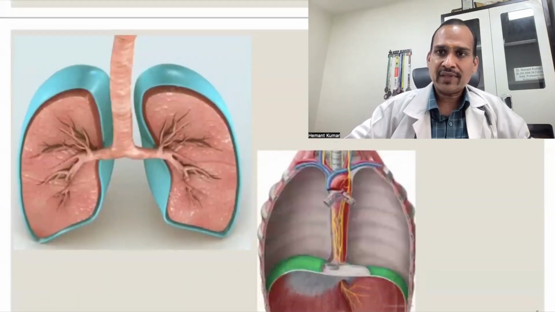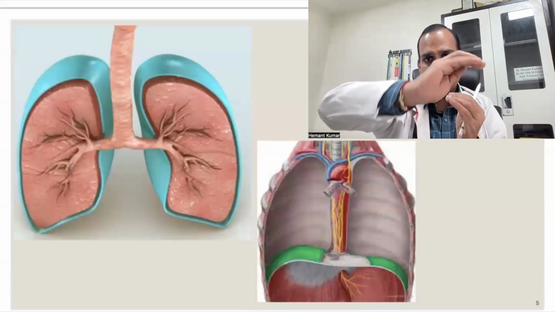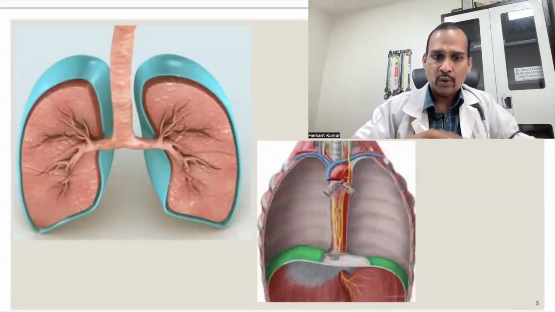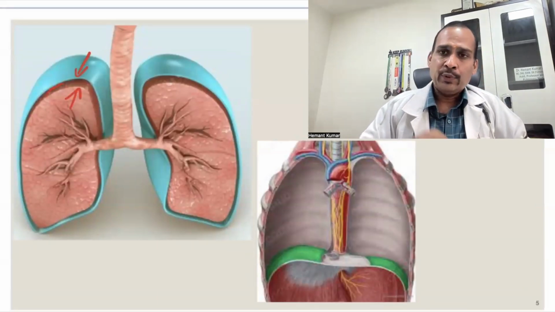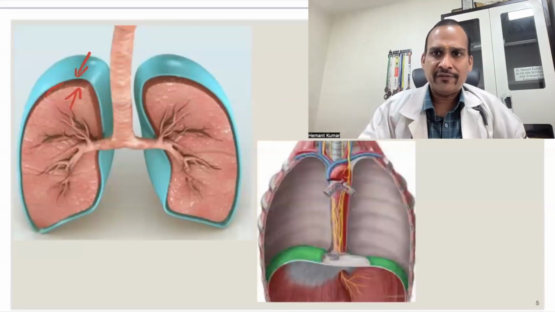So this is like a cavity; the pleura is covering the whole lungs from outside. This is the lungs and this is the pleura. So it is covering. Normally the pleural cavity is empty. Only 5 to 10 ml of fluid is there, which is used for lubrication, for smooth inspiration and expiration.